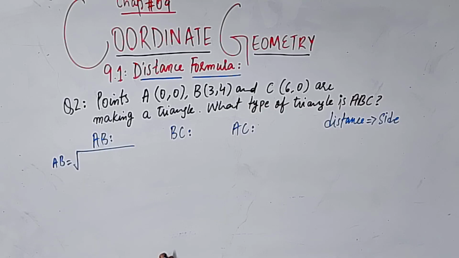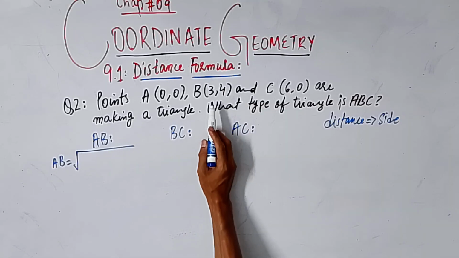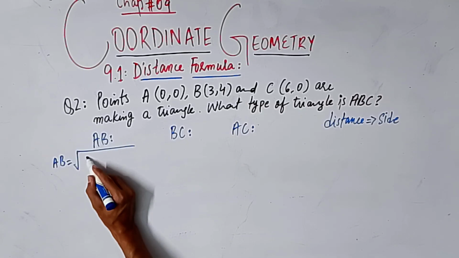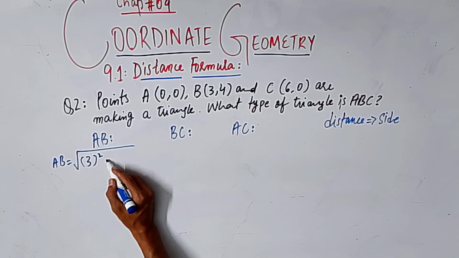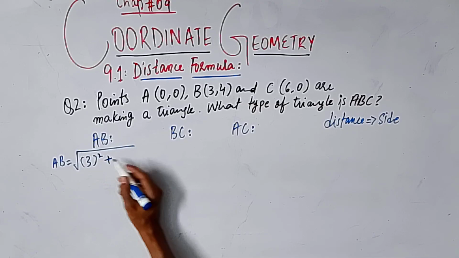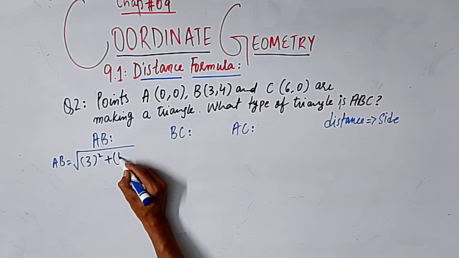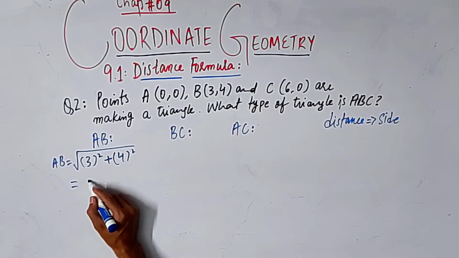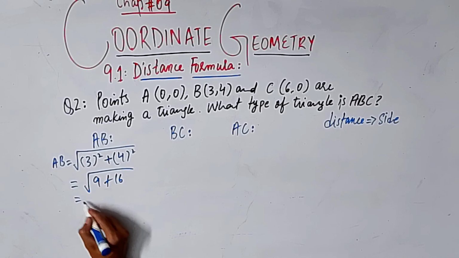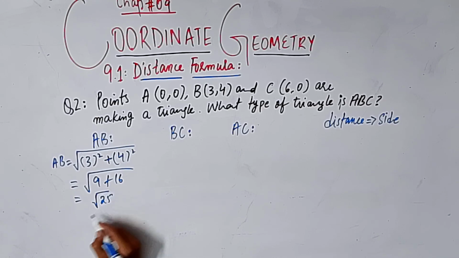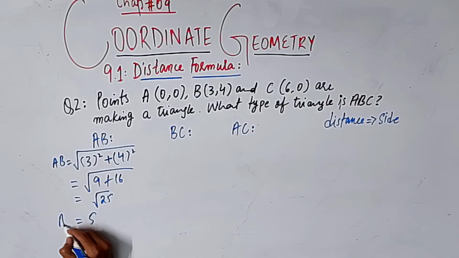So first of all, if you want to find AB, the formula is the same: x2 minus x1 squared plus y2 minus y1 squared. So x2 minus x1, 3 minus 0, will be 3 squared, right? And y2 minus y1, 4 squared. So it will come 9 plus 16 is equal to under root 25 is equal to 5. So this is AB.